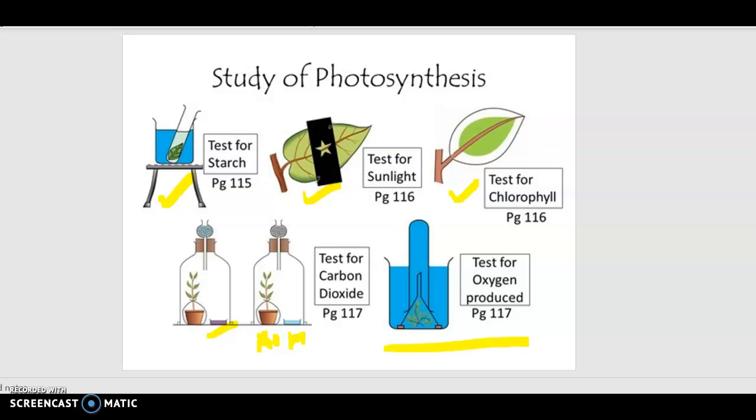Then one more experiment is there, where we can take any aquatic plant like hydrilla and place it in water, and then we cover it with an inverted funnel, and there is one inverted test tube also. Keep it in sunlight, and after a few hours you will see that bubbles are coming out. Why are bubbles of oxygen coming out? As we know, oxygen is a byproduct of photosynthesis.